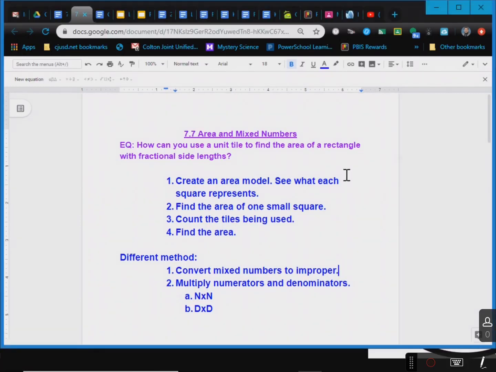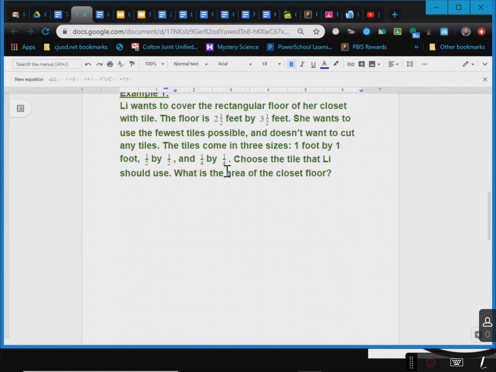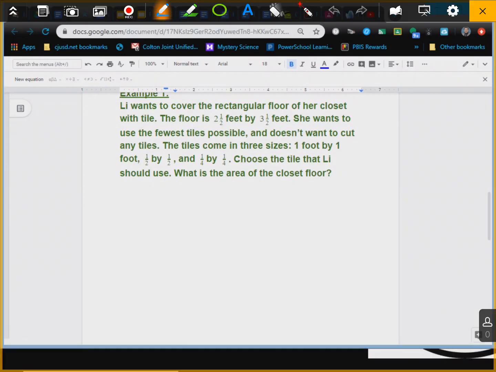So let's go ahead and do it with the first example. If you need to go back and pause, go ahead. It says Lee wants to cover the rectangular floor of her closet with tile. The floor is 2.5 feet by 3.5 feet. She wants to use the fewest tiles possible and doesn't want to cut any tiles. Tiles come in three sizes: 1 foot by 1 foot, 1/2 by 1/2, and 1/4 by 1/4. Choose the tile that Lee should use and what is the area of the closet floor.